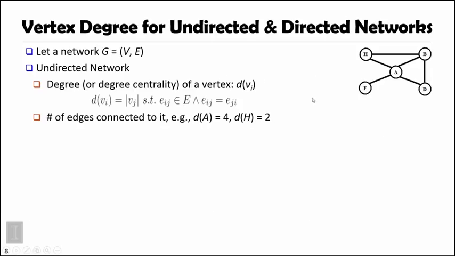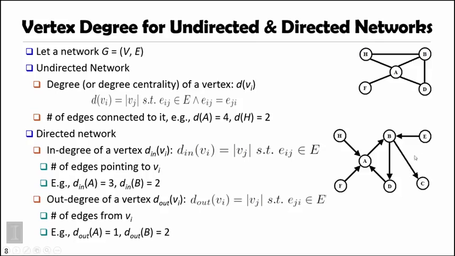Then we see how to define the vertex degrees. Suppose we have a network G consisting of a set of vertices and edges. For an undirected network, where there's no direction, the degree of a vertex is defined as how many edges connect to it from the other vertices. Going in and out is just the same because it's undirected. For example, for vertex A, the number of edges connecting to A is 4. That's why the degree is 4. Similarly, the degree of H is 2.